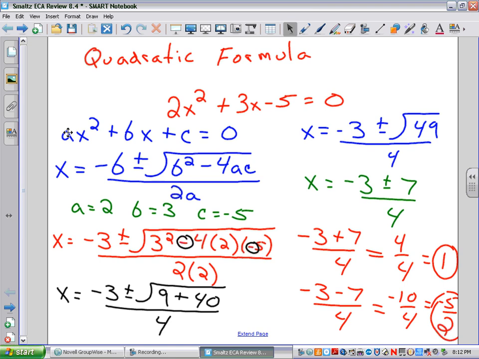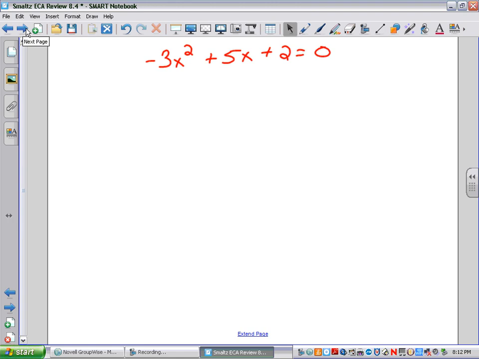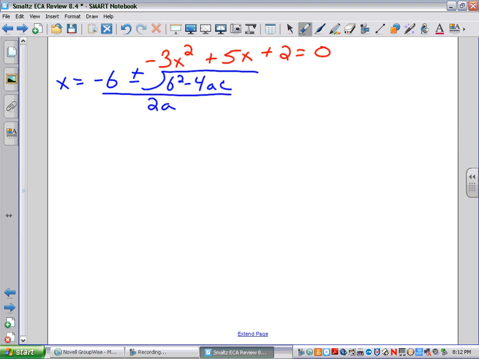Let's take a look at another one. Negative 3x squared plus 5x plus 2 is 0. So let's write some things down. First of all, quadratic. Let's go ahead and write the quadratic formula. X is negative b plus or minus big square root of b squared minus 4ac all over 2 times a. And let's write down A would equal the negative 3, B would equal 5, and C would equal 2.